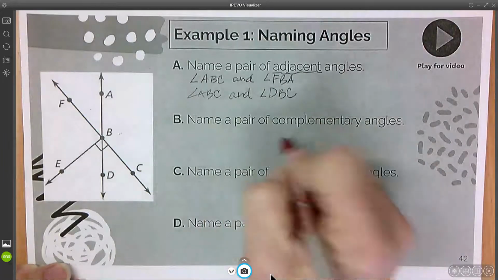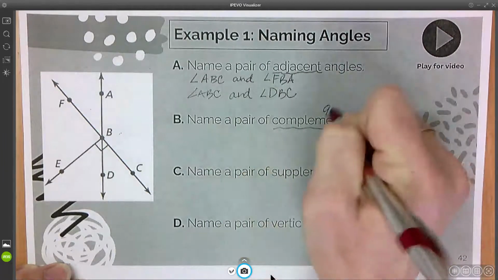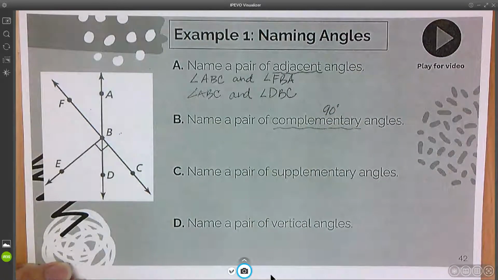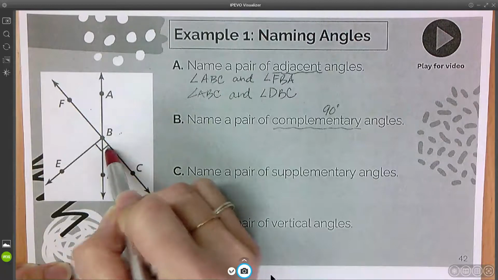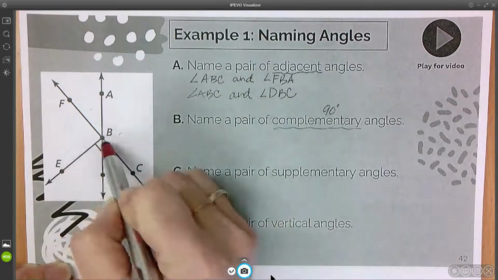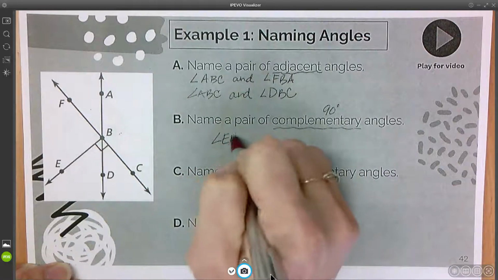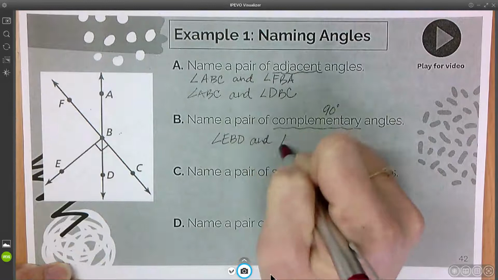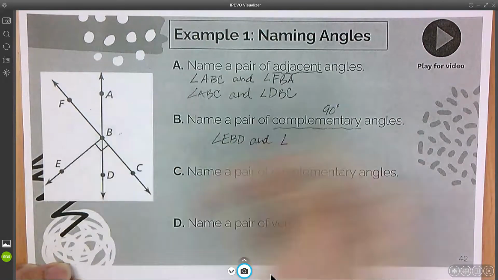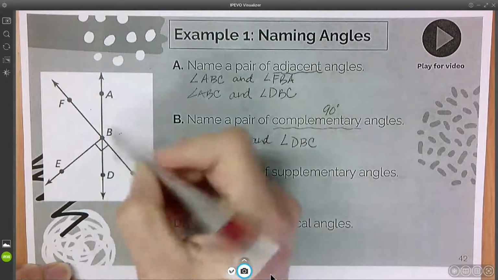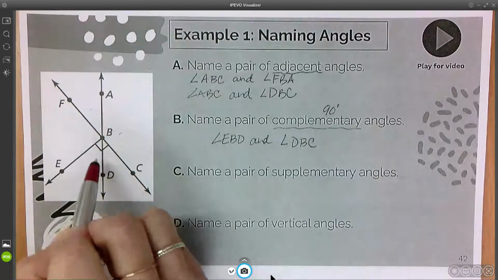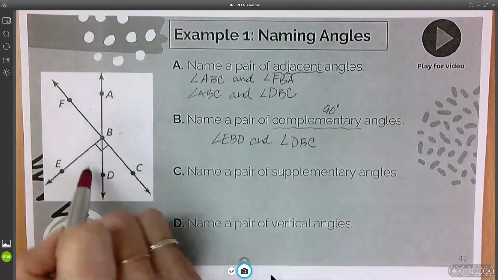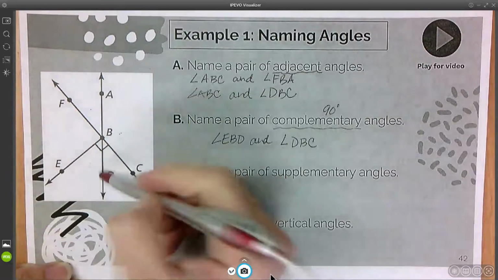To name a pair of complementary angles, we have to remember that complementary angles come together to form a 90-degree angle. So there has to be two or more that add up to 90 degrees, and you always want to look for that box. So I'm looking for the two angles that make this box, and that would be angle EBD and angle DBC. When those two come together, they make a pair of complementary angles. They're also adjacent because they are sharing this ray right here, ray BD.